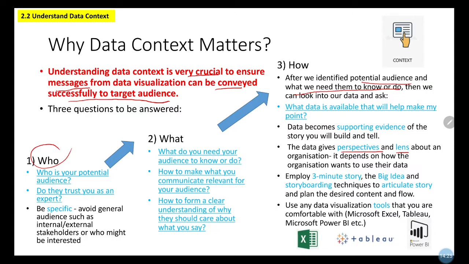It will give perspective and lens about an organization, meaning how the organization or your audience can understand the data of a particular organization. It depends on how the organization wants to use their data. So it is very important, because data will give perspectives and lens about an organization. When we see that the performance of UiTM students is very good, people from outside will compare.